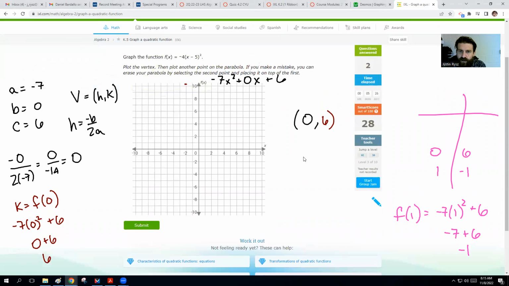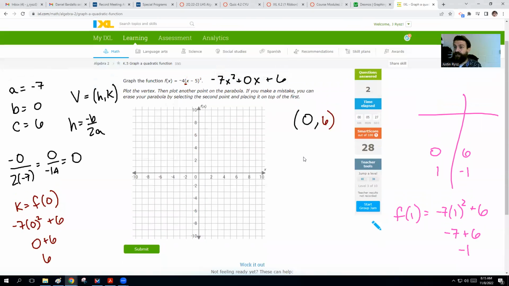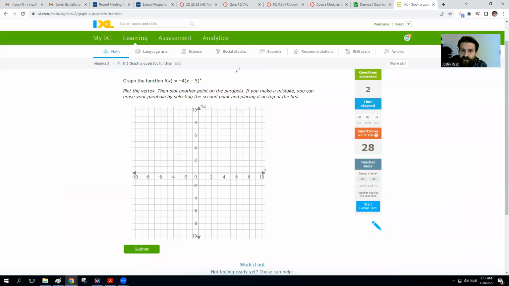Cool. All right, now just to show you, they do flip-flop between vertex form and standard form. All right, so here, this one is in vertex form. So remember, vertex form is y equals a times x minus h squared plus k. So our vertex is kind of easy to figure out, h, k.